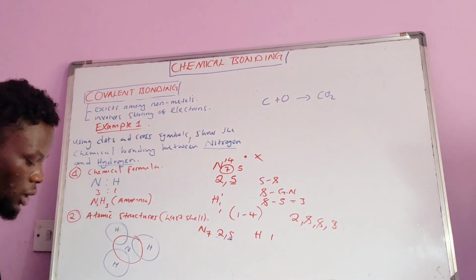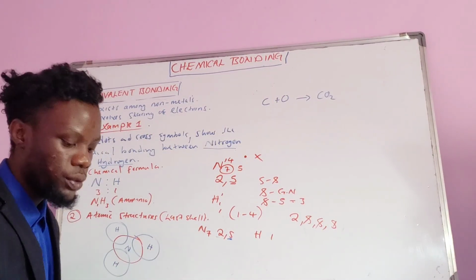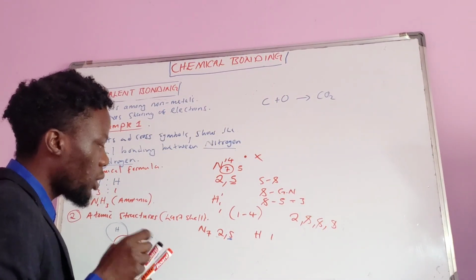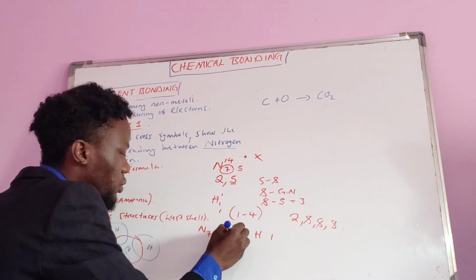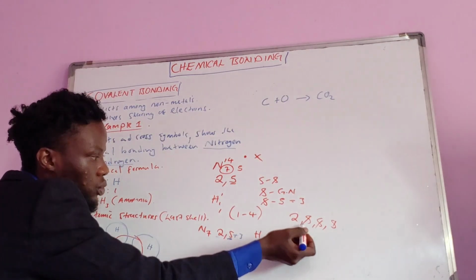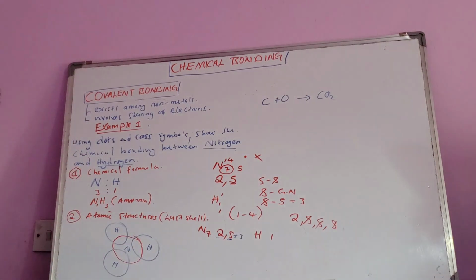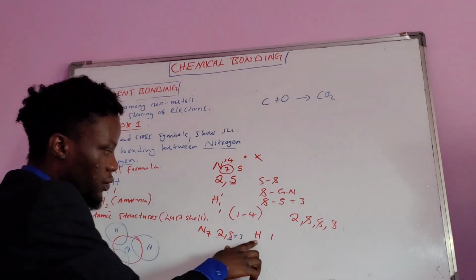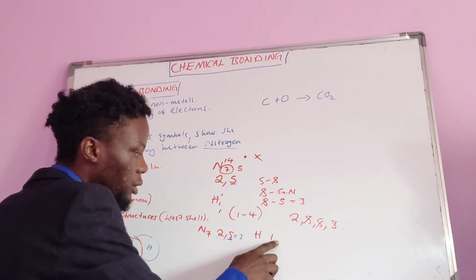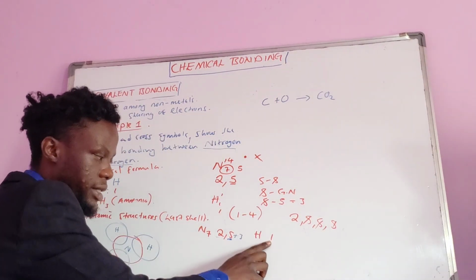For 5 to become 8, how many electrons are we supposed to add here? We need to add 3 electrons, because 3 plus 5 equals 8, so that the nitrogen becomes stable. Then what about hydrogen? For it to be stable, it has just 1 electron, meaning that this is the first shell.